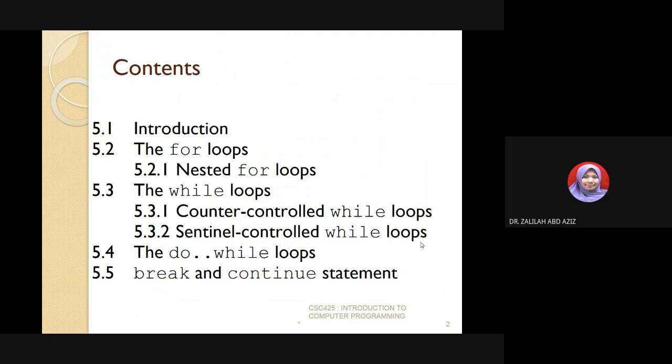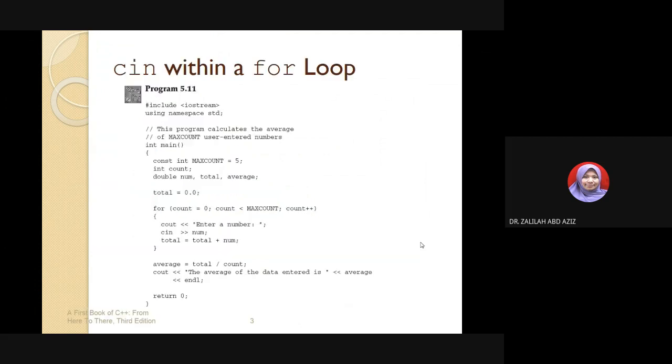In the while loop statement there are two types. The first one is the counter control while loop, and the second one is the sentinel control while loop. The last loop statement is the do while statement. We will also look at how to write a repetition task using do while loop. And then the final one is the break and continue statements. Actually, we have learned about the break statement before this, and continue we will look into afterwards, and we will look at examples.